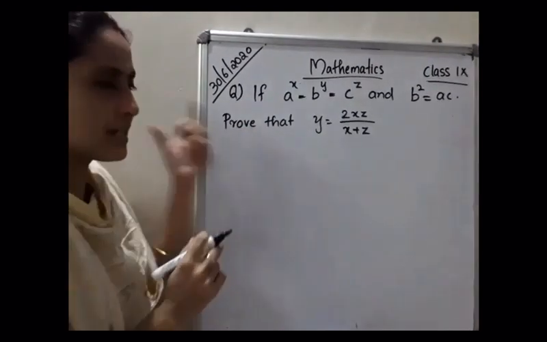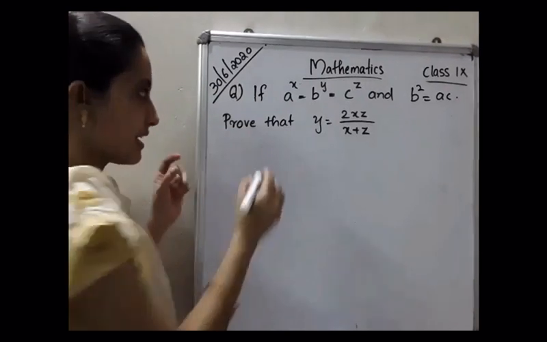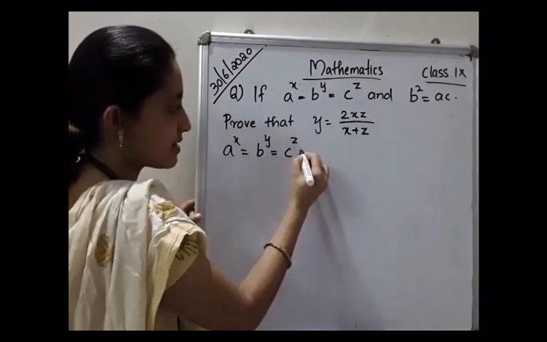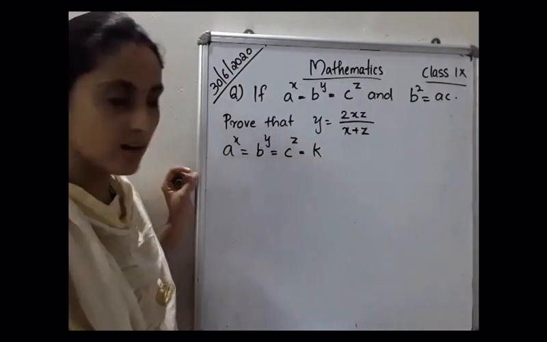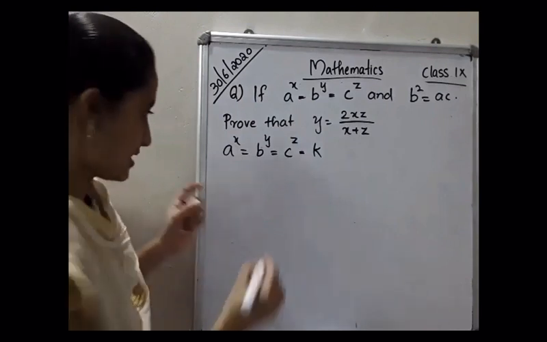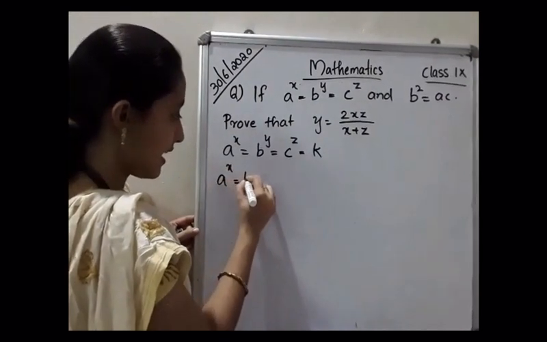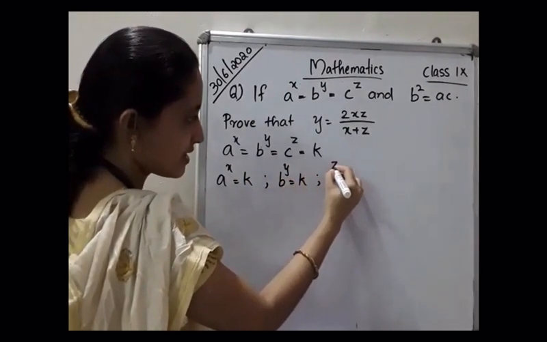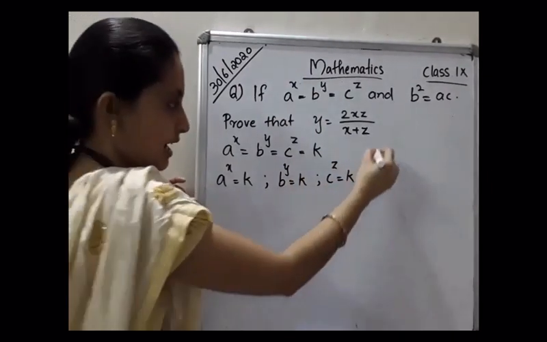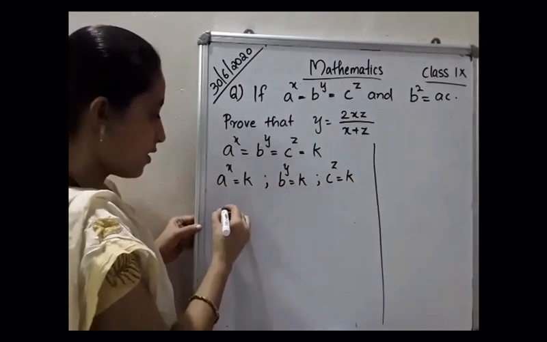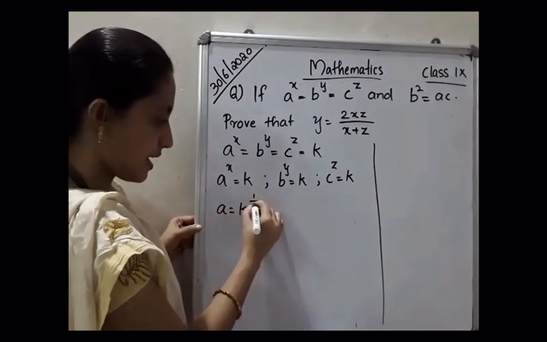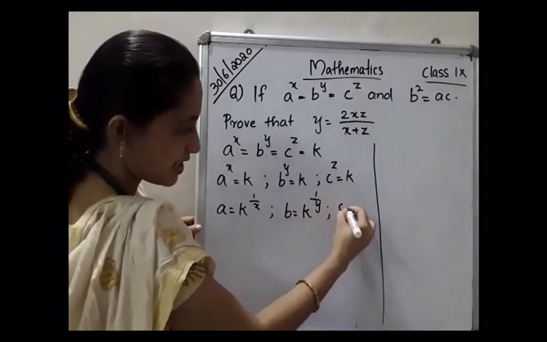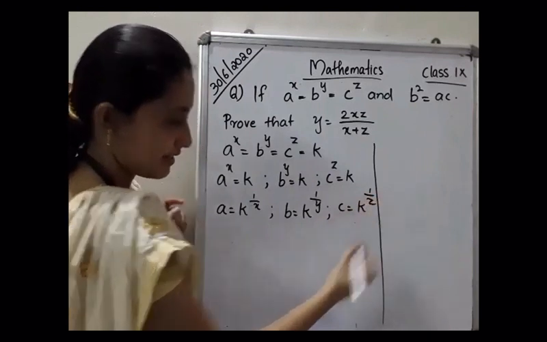For that purpose, a similar step to what we did in the previous question. What is that? a raised to x is equal to b raised to y is equal to c raised to z is equal to k. Next step, similar step: a raised to x is equal to k, then b raised to y is equal to k, then c raised to z is equal to k. Similarly, we can write a is equal to k raised to 1 by x, and b is equal to k raised to 1 by y, and c is equal to k raised to 1 by z.